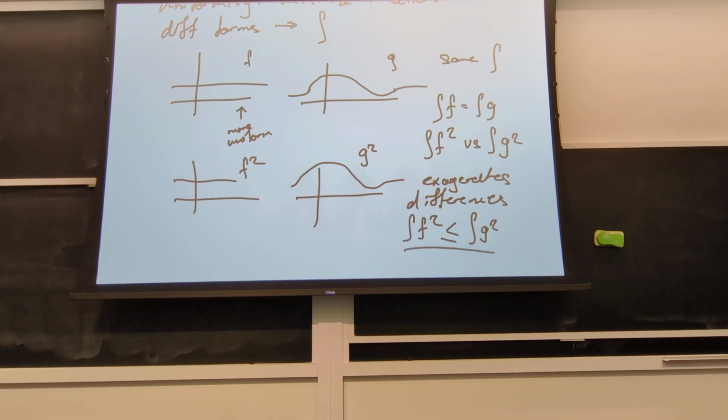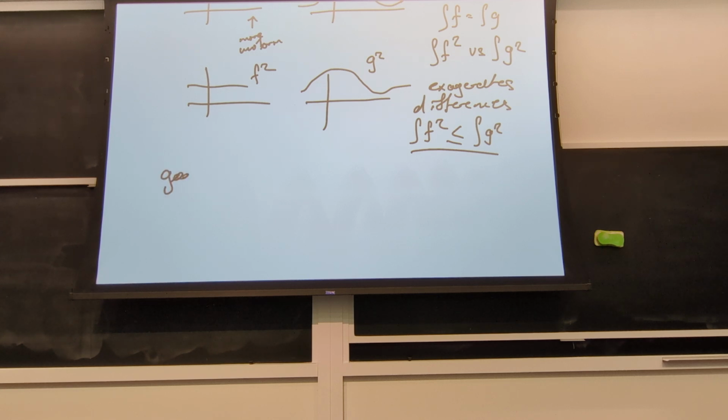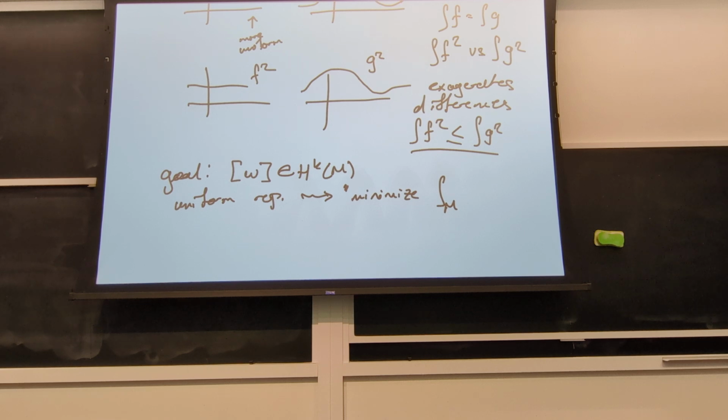Yeah, I'm pretty sure you can formally prove that this is true using some sort of inequality, Cauchy-Schwarz or something. So our goal will then be, okay, let's see. We have some omega class inside HK, right? And we want to find a uniform representative.